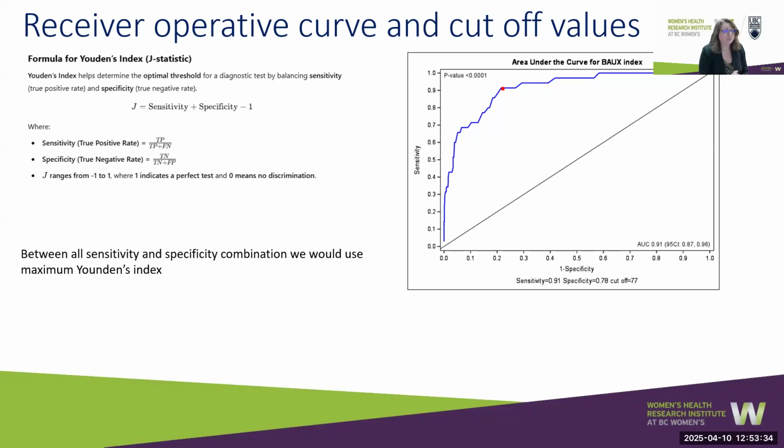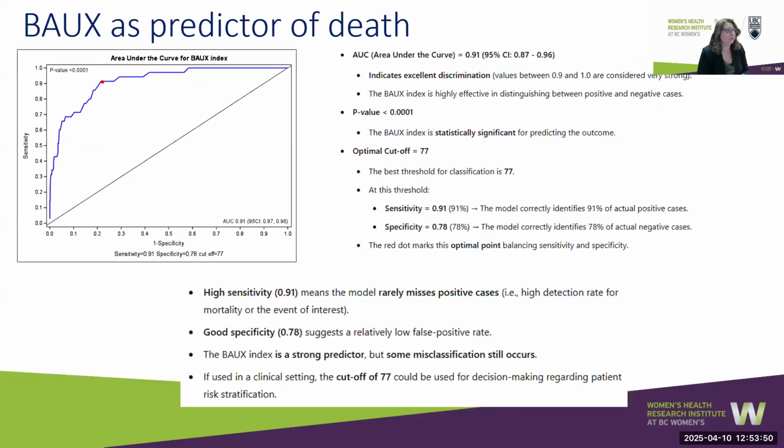So what else do you do when you present an ROC curve? You need to calculate the area under the curve. In our case, our area under the curve is 0.91. So it's very high. It means our model fit is very good. It's working well. So how can you interpret this bow index? We have an area under the curve of 0.91, and it's excellent discrimination. The bow index is highly effective in this. It shows how effective the bow index is at distinguishing between positives and negatives.